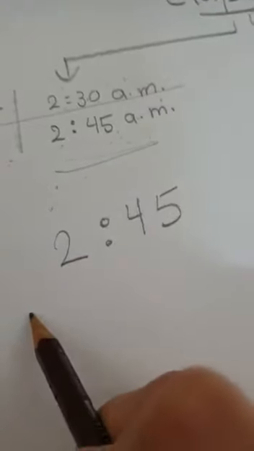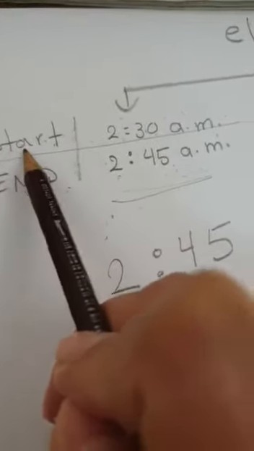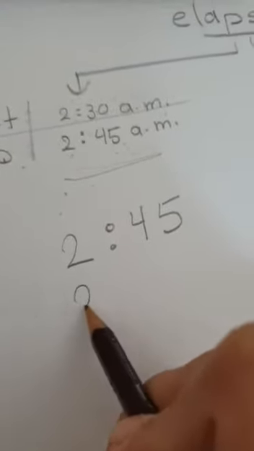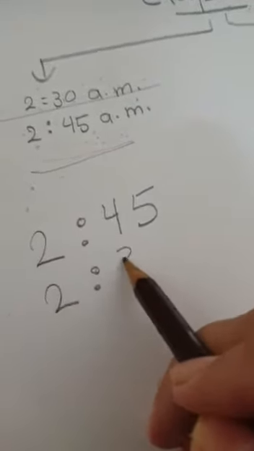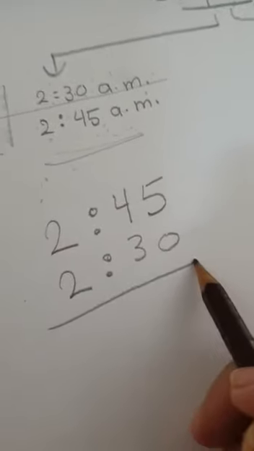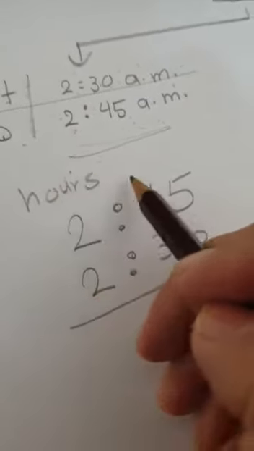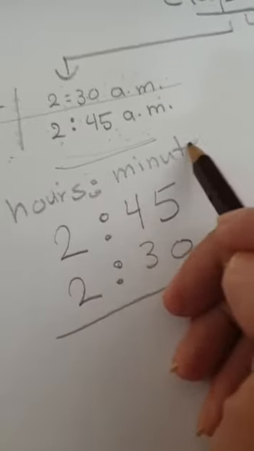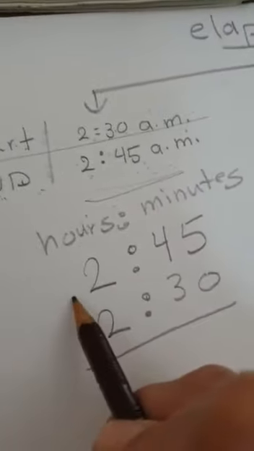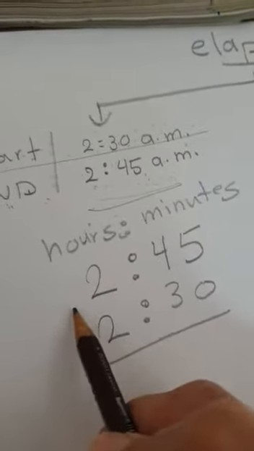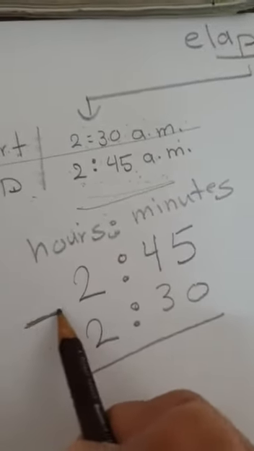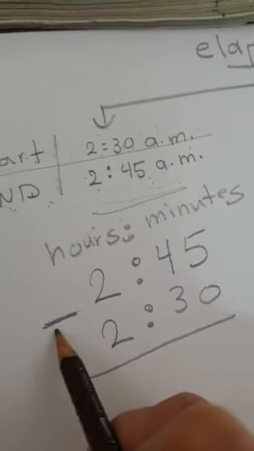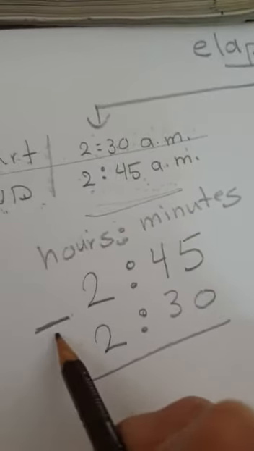I will write it up. Then I will write under it the start time, 2:30. What do we forget to do here? Yes, excellent. To write hours, colon, minutes. Will we add them? No. We will not add them. We will minus them. Why will we minus them? How do we know we will minus them?